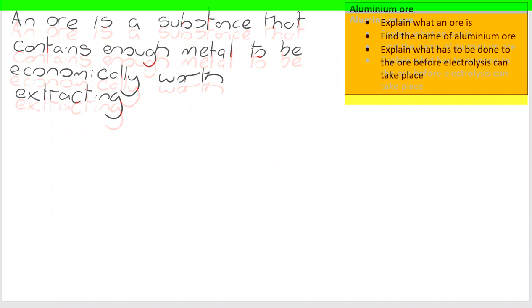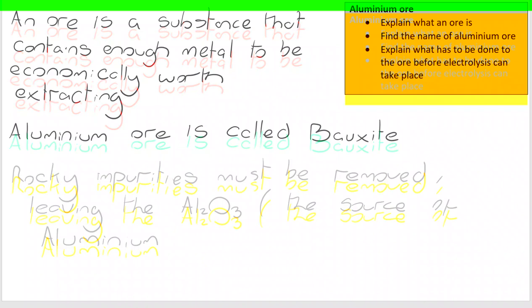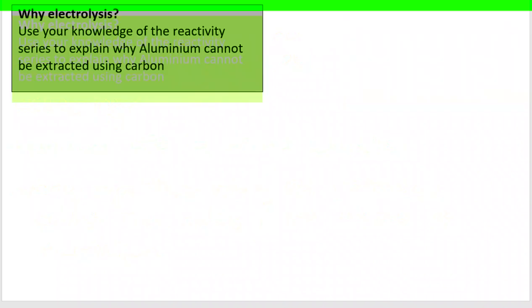The ore that we get aluminium from is called bauxite. Now, that contains aluminium oxide, which the aluminium is extracted from, but it also contains a great deal of other rocky impurities. Before electrolysis can take place, we really need to remove all of those impurities so that we are electrolysing the aluminium oxide. Okay?